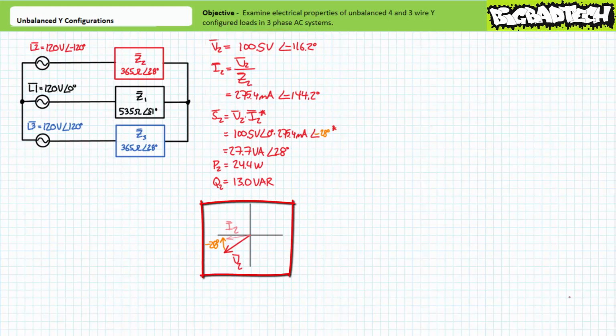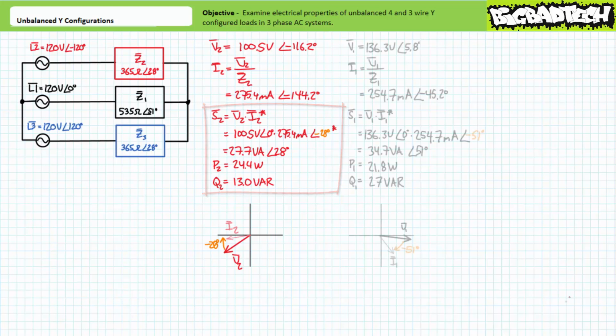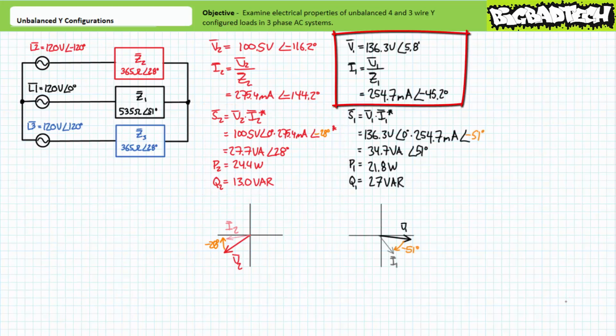The phasor diagram illustrates current lags voltage by a relative 28 degrees. Application of the AC power formula using only the relative phase shift demonstrates load impedance Z2 experiences 27.7 volt amperes of apparent power, of which 24.4 watts is directed towards real power and 13 VARs is directed towards a reactive interchange. Similarly, an application of Ohm's law demonstrates I1 will be 254.7 milliamperes at an angle of negative 45.2 degrees.